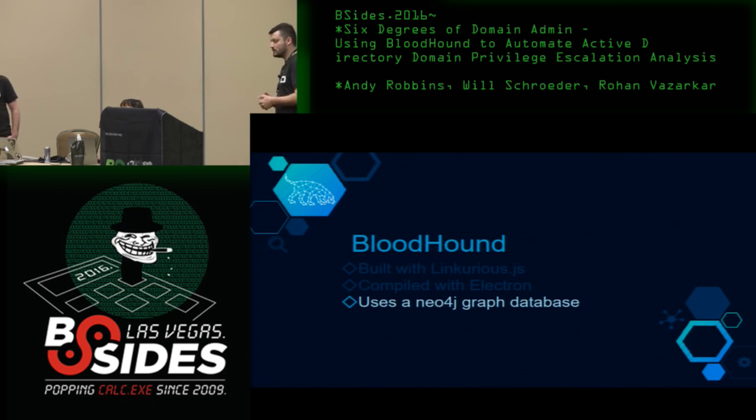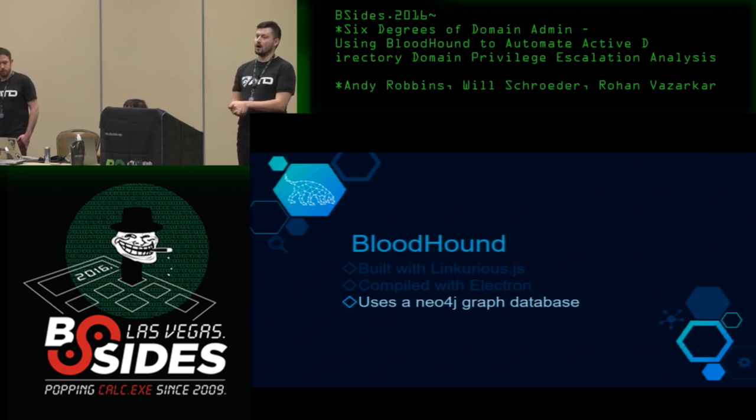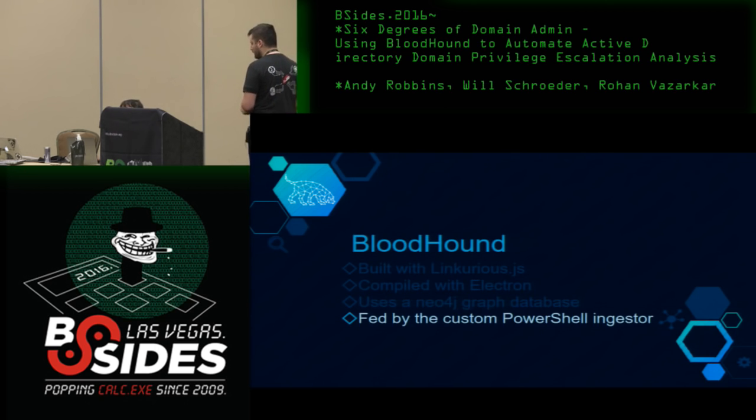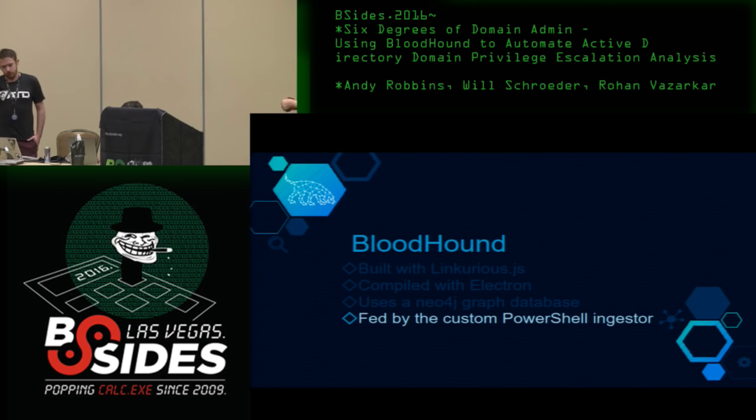Next, it uses Neo4j as its graph database. We decided to go with Neo4j, and we also decided to go with Linkurious, because they offered free and open source solutions that we could use to keep our tool free and open source. Finally, the information to go into the database is fed right now exclusively by the PowerShell ingester that Will was just talking about.